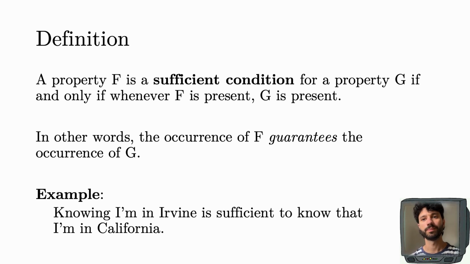Here's another example. Knowing I'm in Irvine is sufficient to know that I'm in California. If you know that I'm in Irvine, then you already are guaranteed that I'm going to be in California, right? Because Irvine is in California. So Irvine is a more specific property of where I'm at than California, right? Because if I tell you I'm in California, it could be in San Francisco, Los Angeles, Northern California, etc.